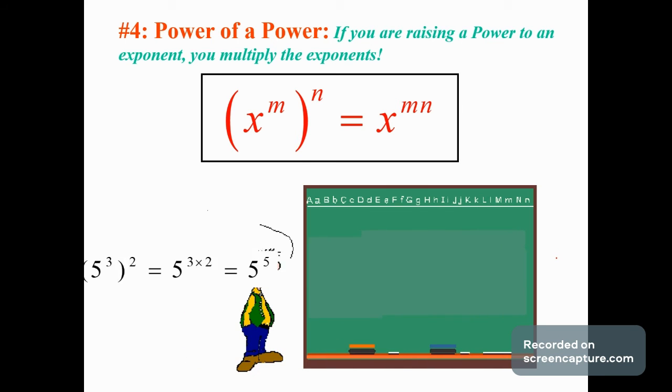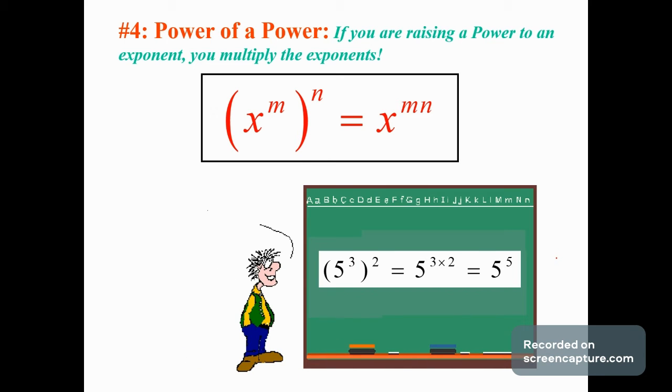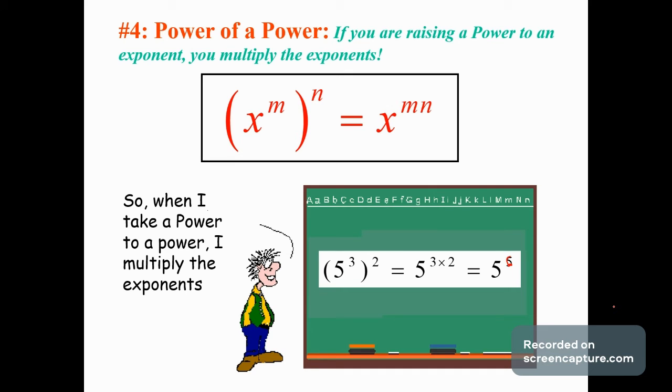Alright, so if we have 5 cubed to the power of 2, then we simply have 5 to the power of 3 times 2. Alright, so that should have been 6, not 5. That should have been 6. Alright, so when we take a power to a power, we simply multiply these exponents.